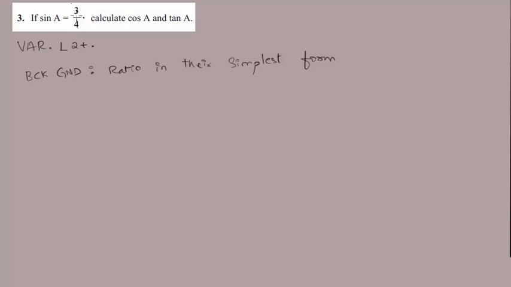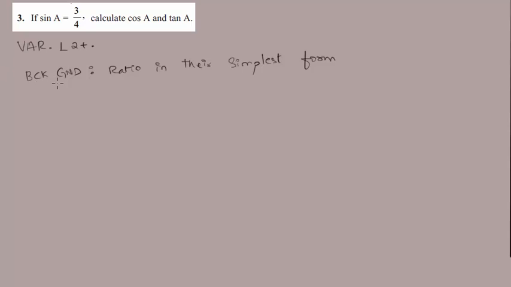So we have the third problem over here. If sin A is equal to 3 by 4, calculate cos A and tan A. Simple problem. It is a variation from what you have been doing, so we have written VAR over here. It is level 2 plus, so it's medium, not too hard, not too easy.